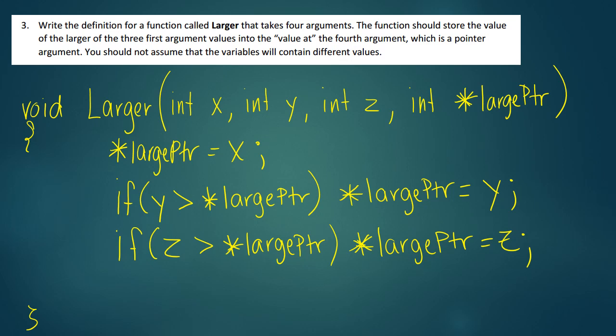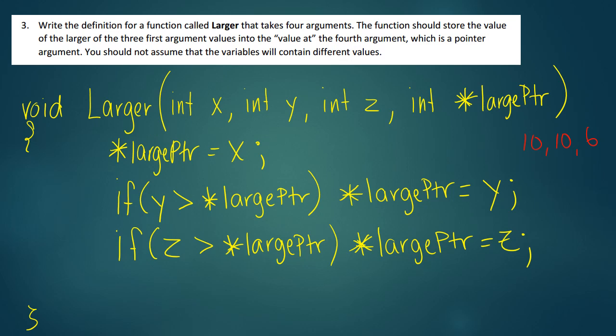So the best way to do this is to practice some values. So let's try the values 10, 10, and 6. So x is 10, y is 10, and z is 6. So here the value at large pointer would equal 10. Then you're going to say, is 10 greater than 10? No, it's not. Is 6 greater than 10? No, it's not. So when this function is done, the value at large pointer has a 10.